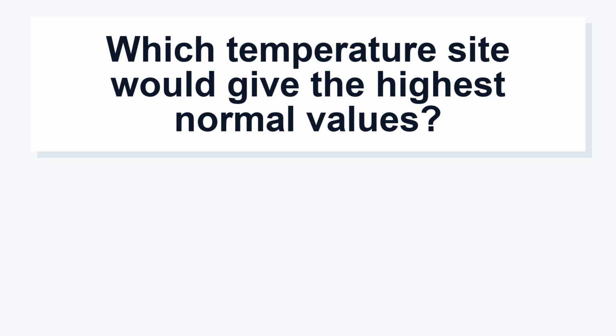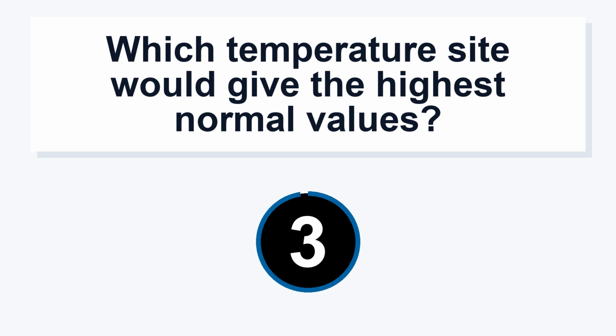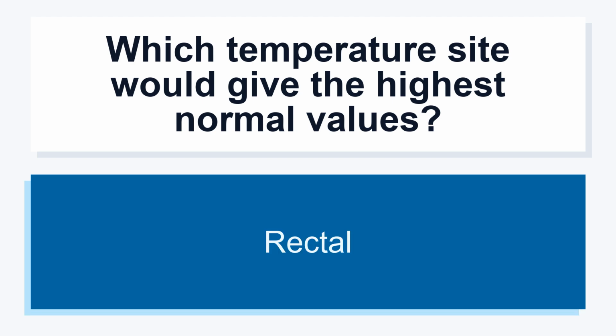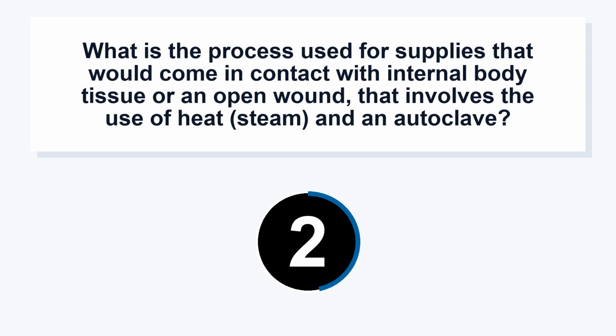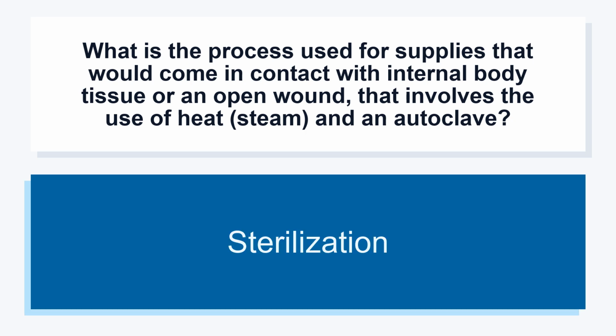Which temperature site would give the highest normal values? Rectal. What is the process used for supplies that would come in contact with internal body tissue or an open wound, that involves the use of heat, steam, and an autoclave? Sterilization.